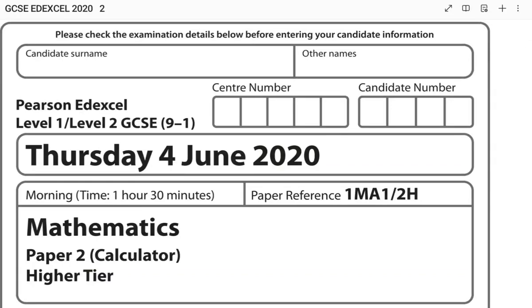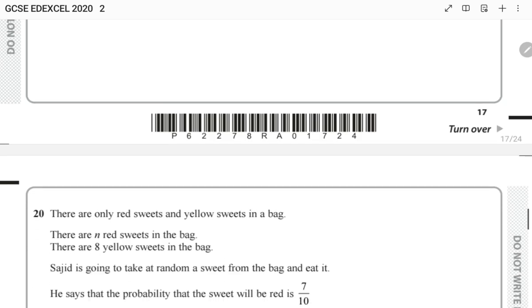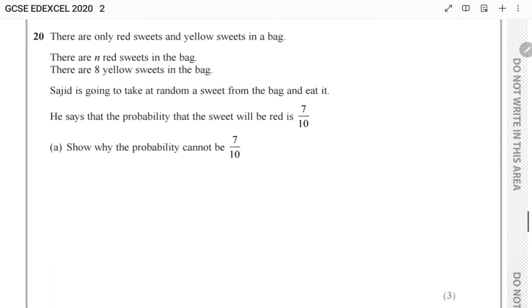I'm going to be working question 20 of this GCSE higher tier mathematics, which is actually a non-calculator paper. So, question 20, here it is.